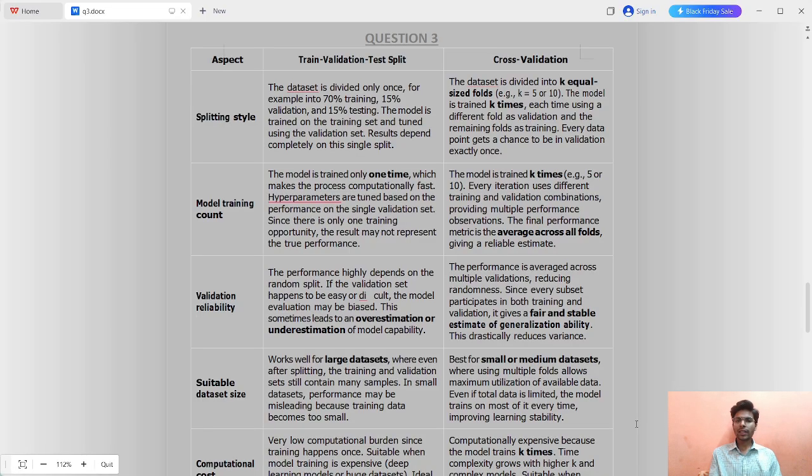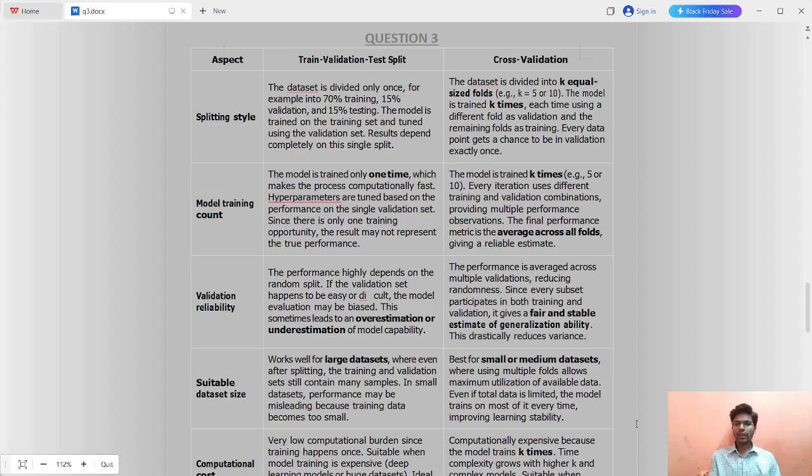In cross validation, the dataset is divided into k equal sized folds. The model is trained k times, each time using a different fold as validation and the remaining folds as training. Every data point gets a chance to be in validation exactly once. In the simple split, the model is trained only one time, which makes the process computationally fast and hyperparameters are tuned based on the performance of the single validation set. Since there is only one training opportunity, the result may not represent the true performance.